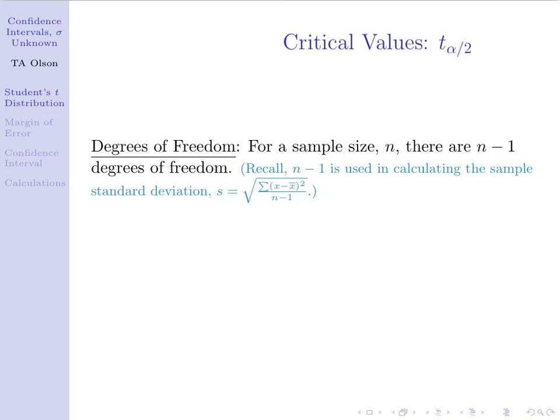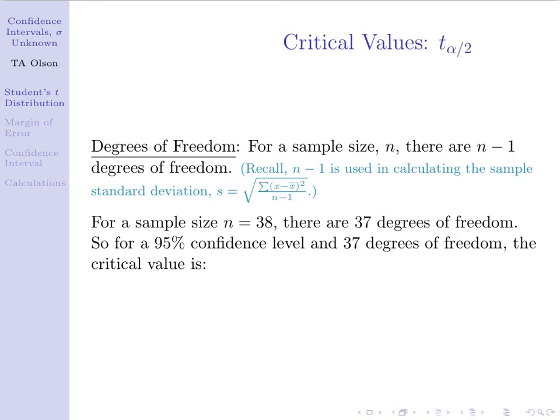All right, so one of the things that we really need to do to get access to these critical values is to define something called the degrees of freedom of our sample. For a sample size n, there are n minus 1 degrees of freedom. So if we have 50 data points, we have 49 degrees of freedom. If we have 112 data points, we have 111 degrees of freedom. And it shouldn't be surprising that n minus 1 crept in here, because when we calculated our sample standard deviation, this n minus 1 popped in. So it's just popping back at us in this case.